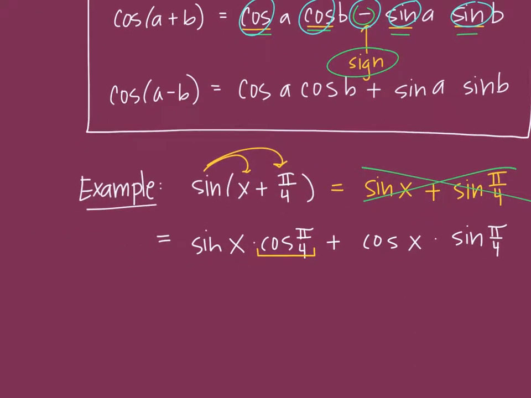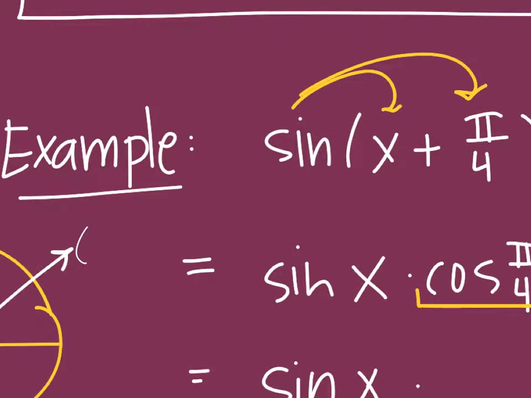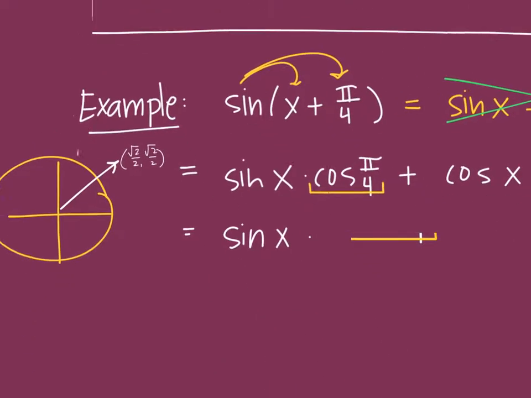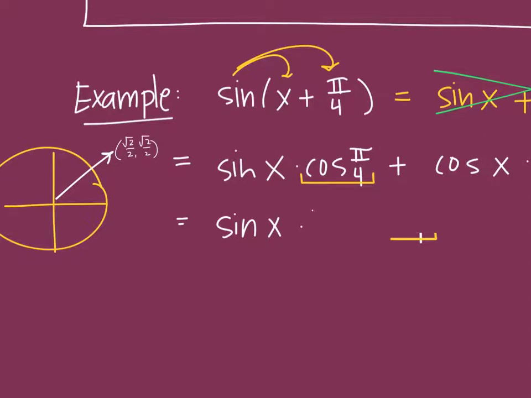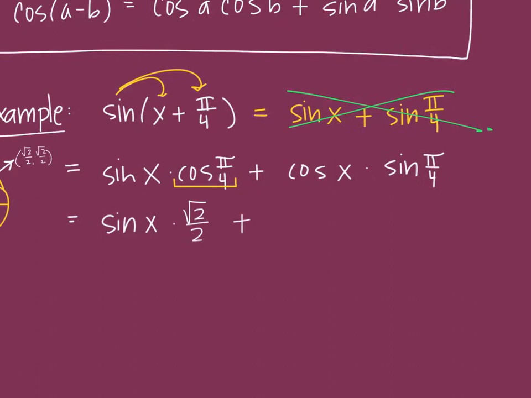So if we quickly envision what the unit circle looks like, pi fourths is right here. And so the sine of x is multiplied by the cosine of pi fourths. We remember that pi fourths is rad 2 over 2, followed by rad 2 over 2. And so the cosine value is the x value, so we have rad 2 over 2 times sine x plus cosine x, and then again, back to the unit circle, that is rad 2 over 2.